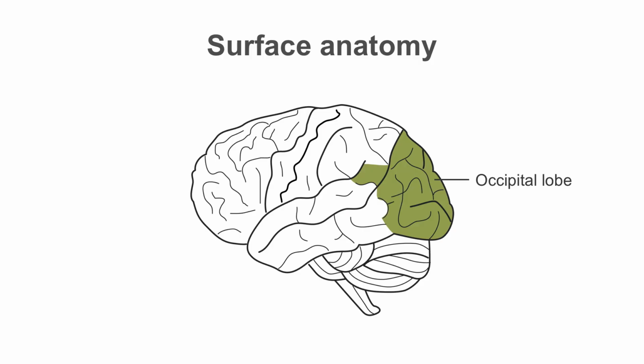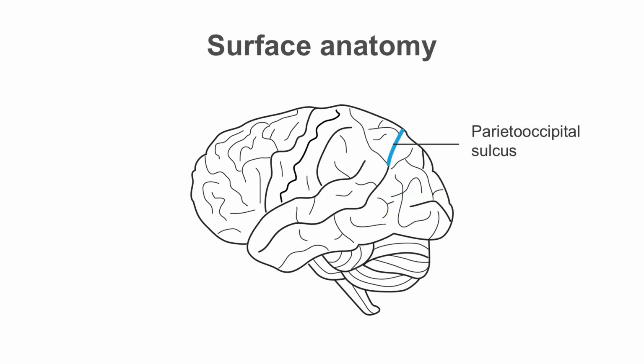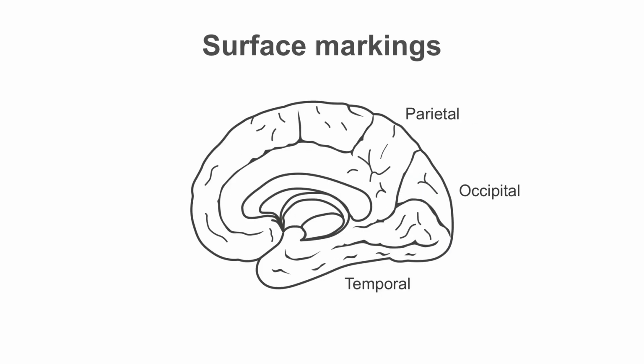Anteriorly, the occipital lobe is separated from the parietal lobe by the parietal occipital sulcus. The occipital lobe is separated from the temporal lobe by the calcarine sulcus, which contains the calcarine cortex. As we'll see in a moment, this region is important for vision.